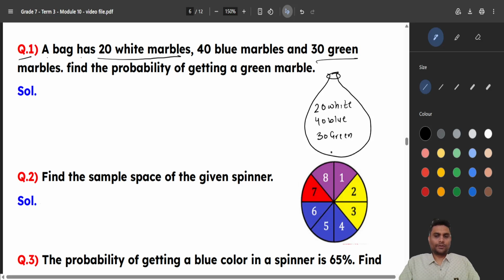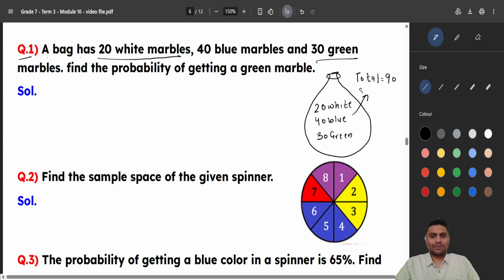Before I read the further question, I have some questions in my mind. You tell me first of all, what are the total outcomes? For total, we add how many marbles are there? 20 plus 40 plus 30. How much? 40 and 30, 70. 70 and 20, 90. So total is 90.